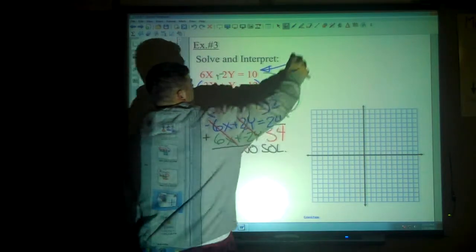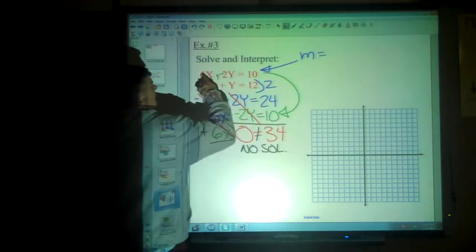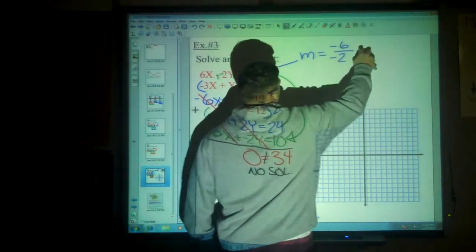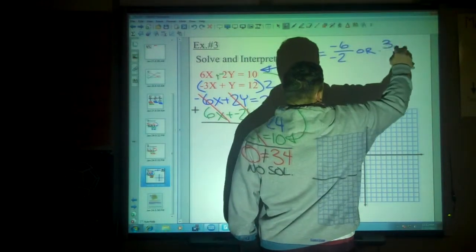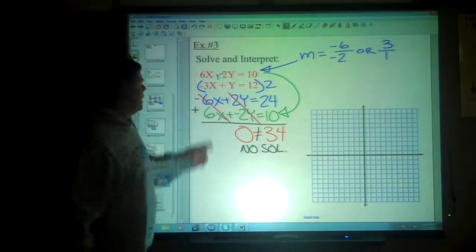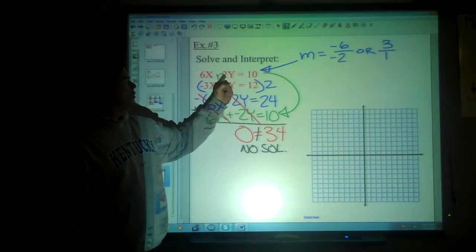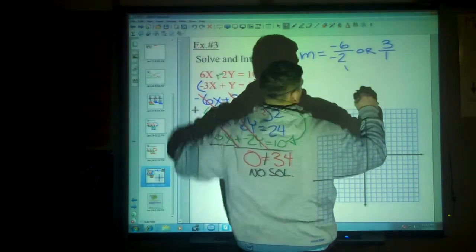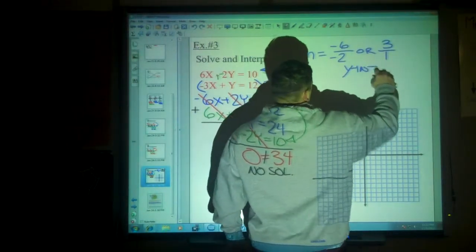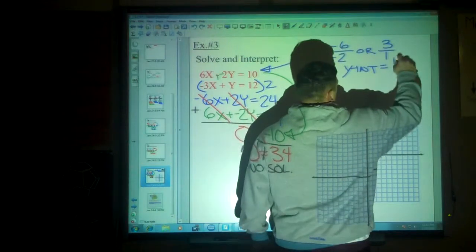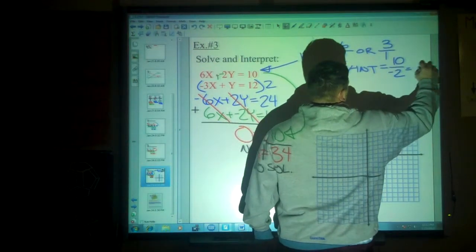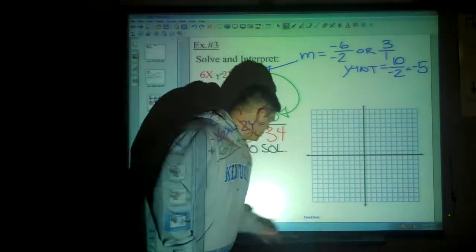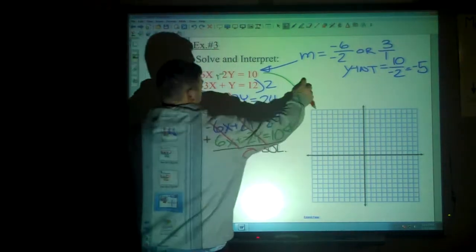So dealing with this one right here, we would say the slope is opposite A over B. It's negative 6 over negative 2, or positive 3 over 1. And the y-intercept is C over B. So the y-intercept is equal to 10 over negative 2, which equals negative 5. So I can graph that. And do the same thing for this second equation.